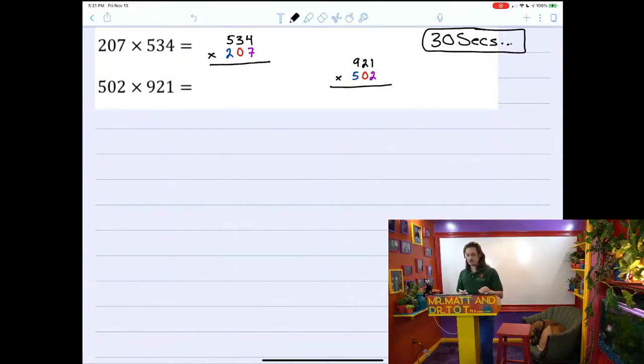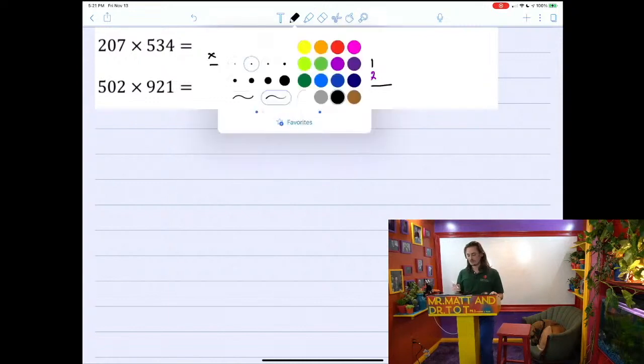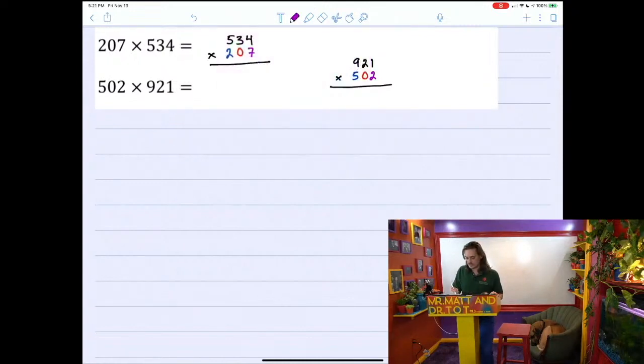Okay, so looking at number 1, 207 times 534, starting with the ones digit of 7. 7 times 4 is 28, so we're going to keep the 8, carry over the 2. 7 times 3 is 21. 21 plus 2 is 23, so keep the 3, carry over the 2. 7 times 5 is 35. 35 plus 2 is 37.